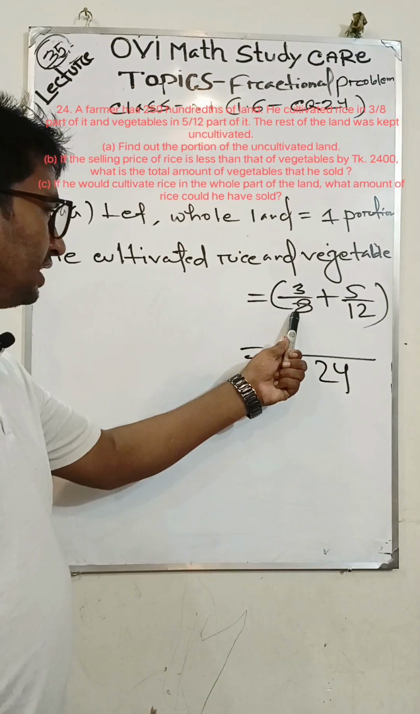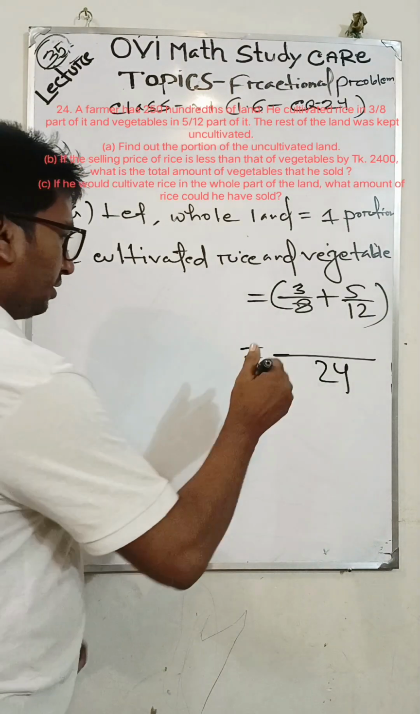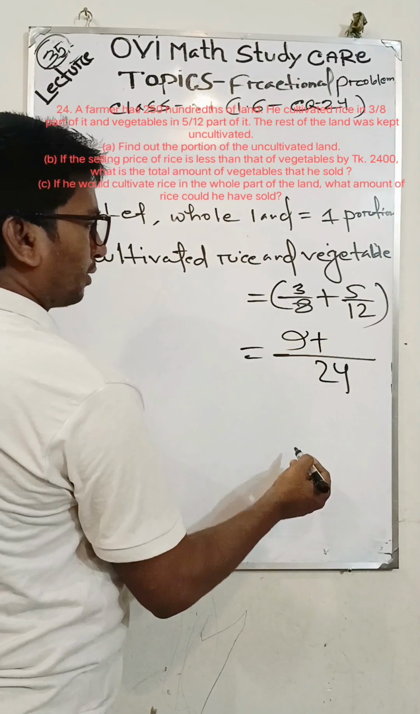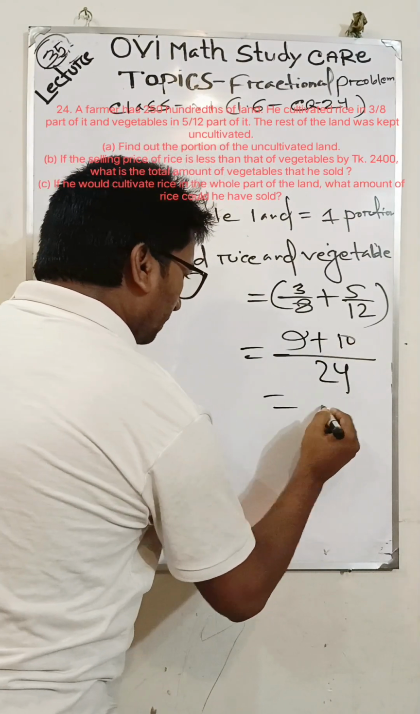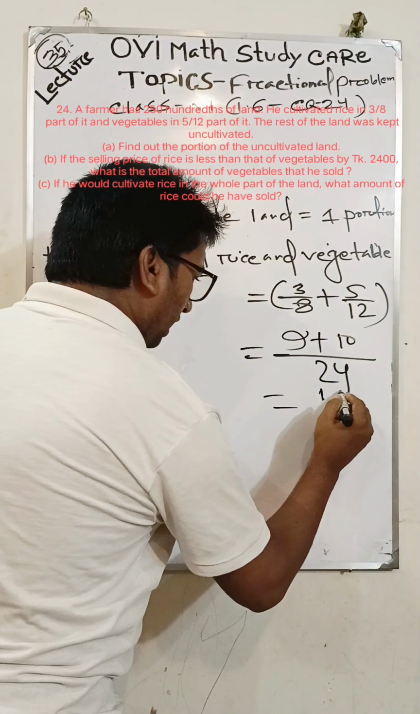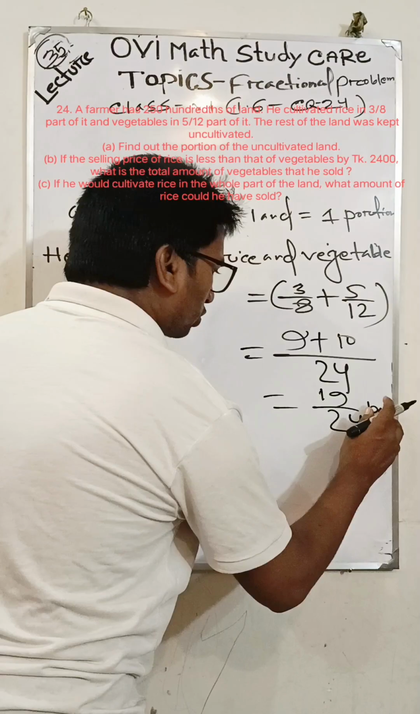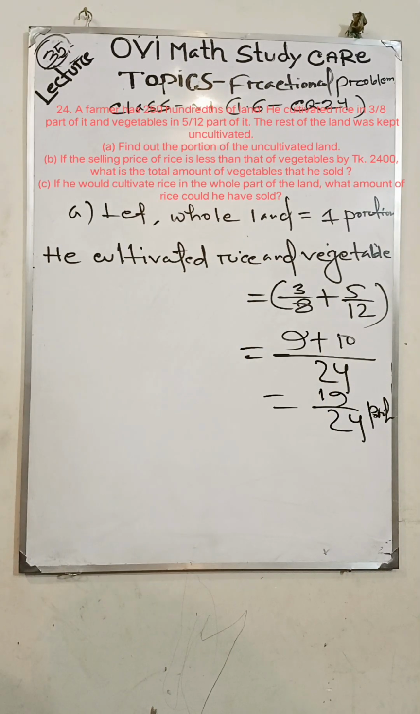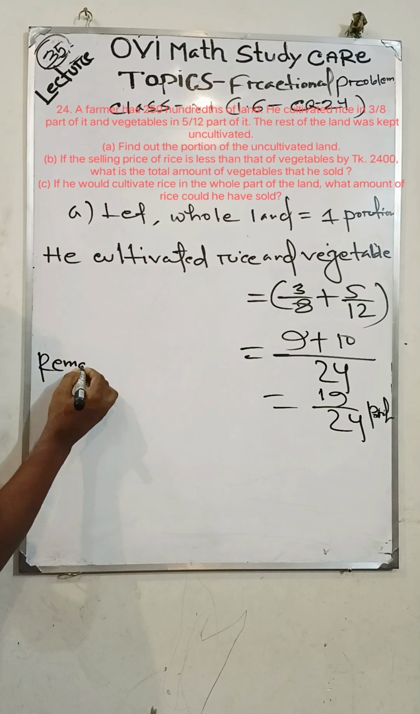So we divide 24 by 8, it becomes 3. 3 times 3 is 9. Divide 24 by 12, it becomes 2. 2 times 5 is 10. That means 19 by 24 portion is cultivated. So how can we write the remaining portion?